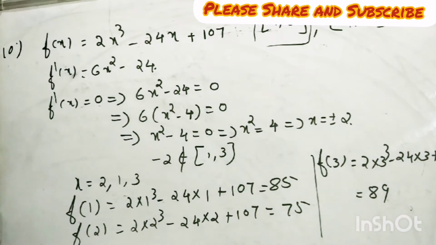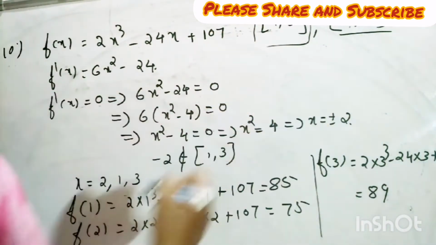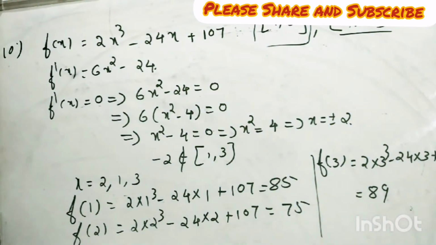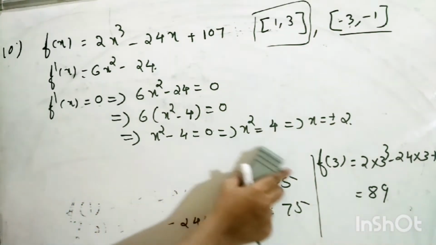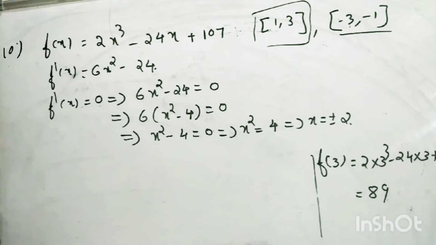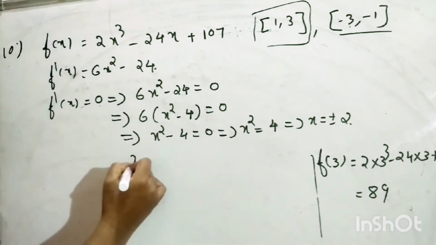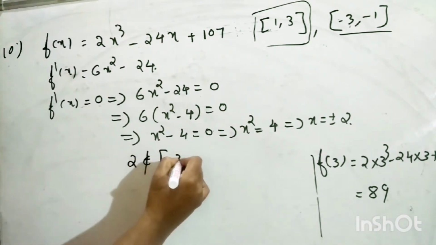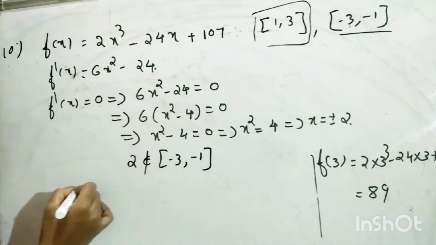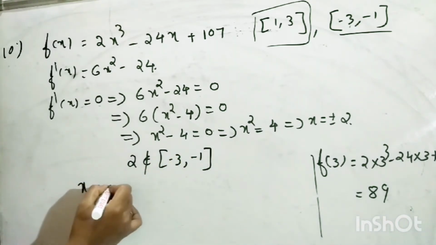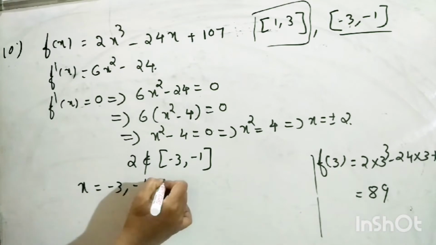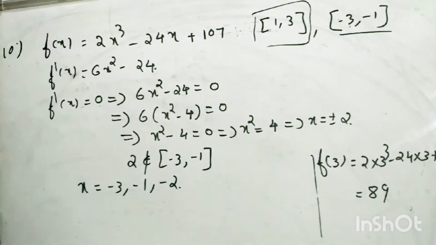So the maximum value is 89 at x is equal to 3. Now we need to consider the second interval, that is minus 3 comma minus 1. In that second interval, 2 does not belong to minus 3 comma minus 1. So here the values of x are minus 3, minus 1 and minus 2. That is the values of x in the second case.